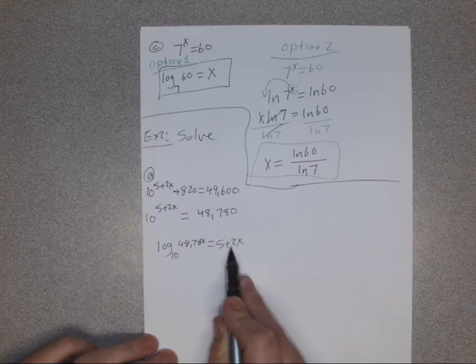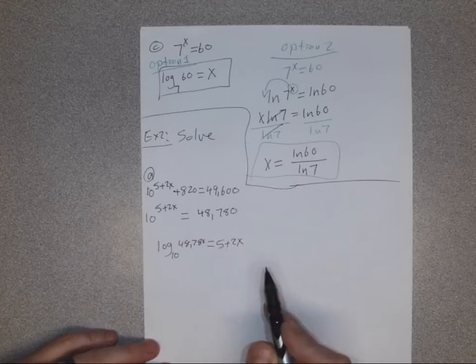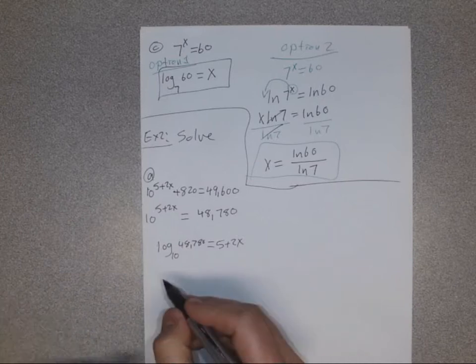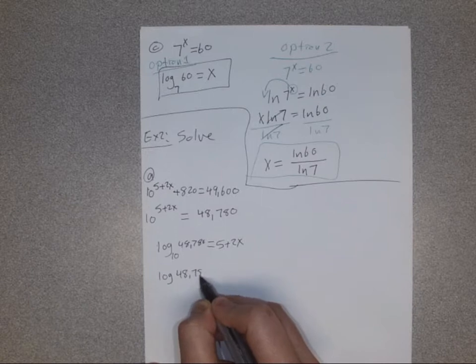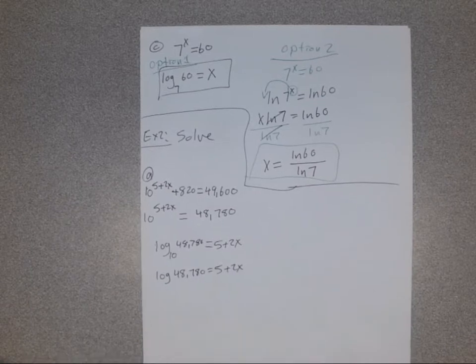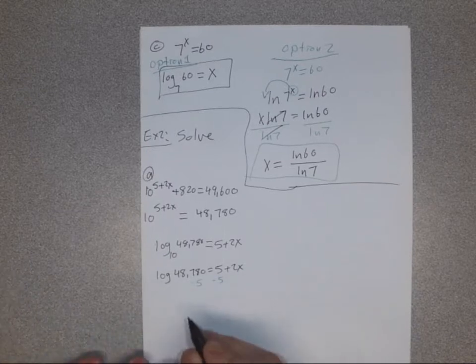So notice now I've got this x all over by itself, and this is just simple algebra now. I subtract 5 from both sides, and then I'm going to divide by 2. So let's subtract 5 from both sides. Actually, what I want to do is I'm just going to rewrite this without writing the base 10. Some of you can do this without writing the step out, and that's okay. But just so you have it in your notes. So subtract 5 from both sides.